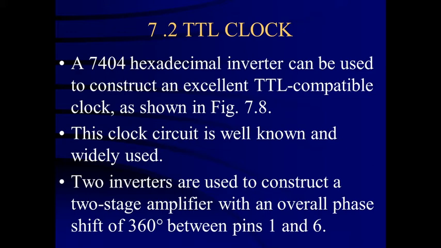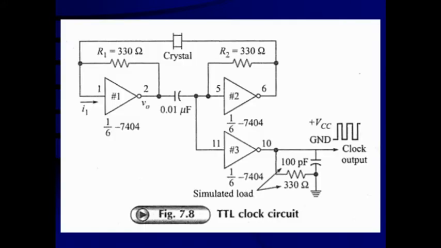A 7404 hex inverter can be used to construct an excellent TTL compatible clock as shown in figure 7.8. This clock circuit is well known and widely used. Two inverters are used to construct a two-stage amplifier with an overall phase shift of 360 degrees between pin number 1 and pin number 6, that we will see in the circuitry. This is the TTL clock circuitry.